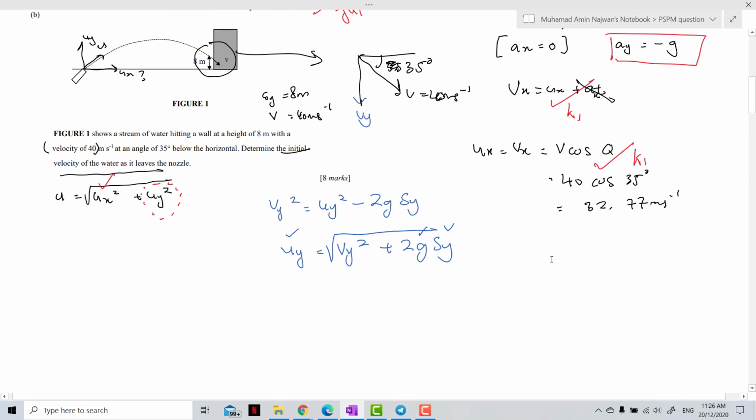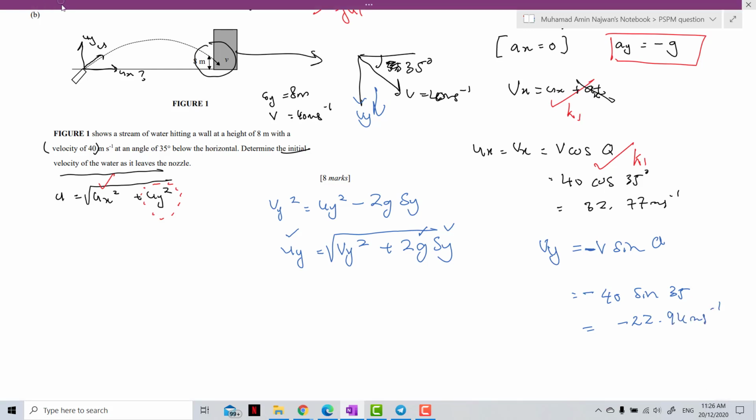So to find VY, hopefully you know, as I have taught, VY here is equal to negative V sin theta. Why negative? It's moving downwards. So it is negative how much? 40 sin 35. So you'll get negative 40 sin 35, which gives the answer of negative 22.94 meters per second.